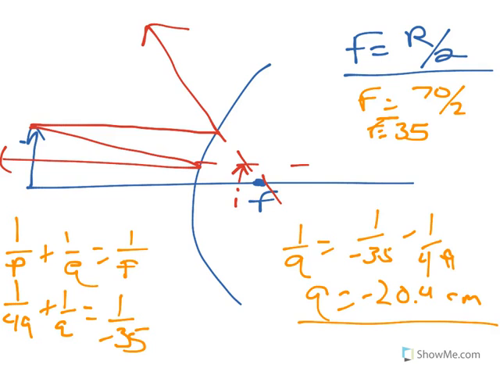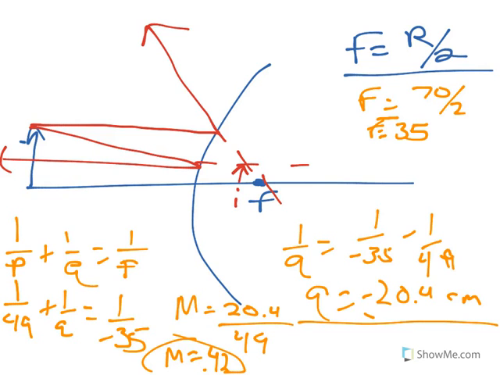Q should be in front of the focus, which it is, because Q is at 20.4 and F is at 35. That makes sense with the drawing. And then let's look at the size difference, right? M should be equal to Q over P, so it should be 20.4 over 49, which would equal 0.4 something, I believe. So if we do 20.4 divided by 49, we would get 0.41 or 0.42. And so that makes sense. Look, it's about a little bit less than half as big, and so that makes sense with the drawing.